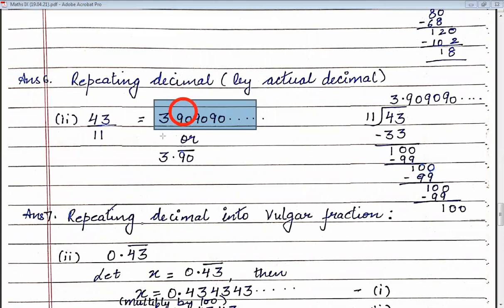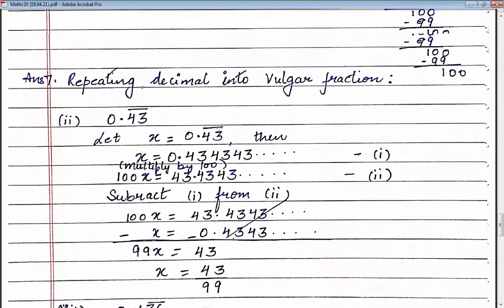Okay, so now children, instead of writing 3.9090 and so on, you can just put the bar on the digits which are repeating. So you can put a bar on 90. So your answer is 3.90 bar. Bar means that your 90 is repeating continuously. Okay, children, I hope you are clear with question number 6. Now let's move on to question number 7.